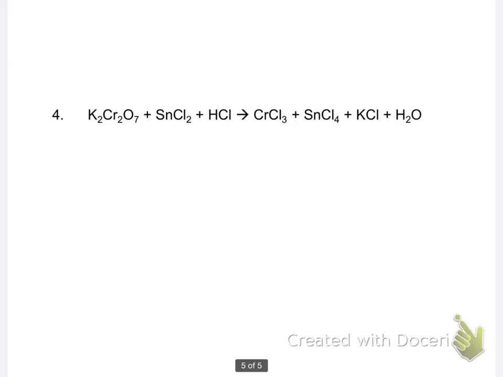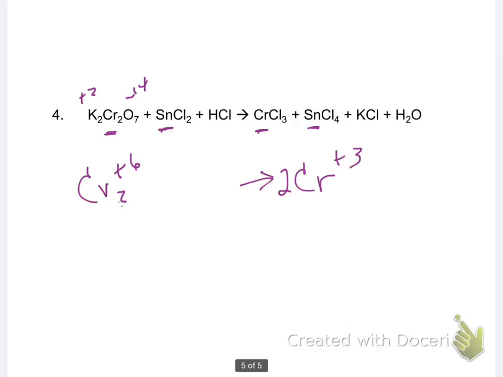Alright, so just by inspection, I suspect chromium, and I'm going to suspect tin. Okay, so I have Cr2, and this is a minus 14 from the oxygen, plus 2 here, so this is a plus 12. So each of these is a plus 6. Going to Cr, I'm going to put a 2 in front to match this 2 here. That's going to be a plus 3. So that's 12. This is 6, so I need 6 electrons here. Okay. Now the tin goes from a tin plus 2 to a tin plus 4, and I'm going to need 2 electrons there.